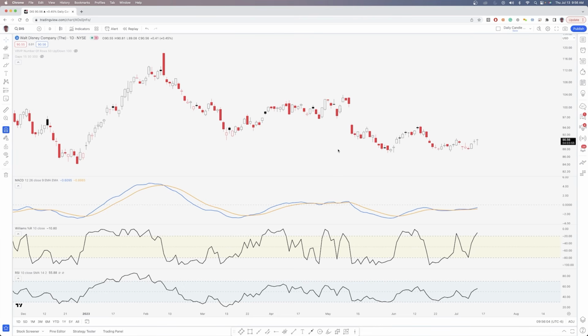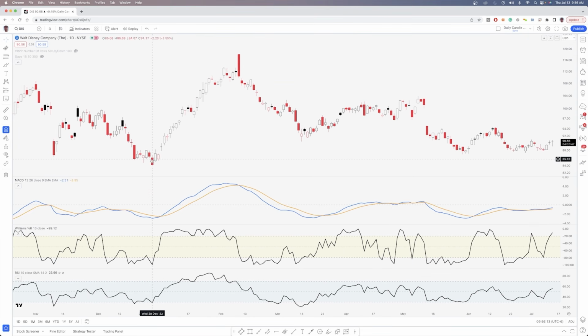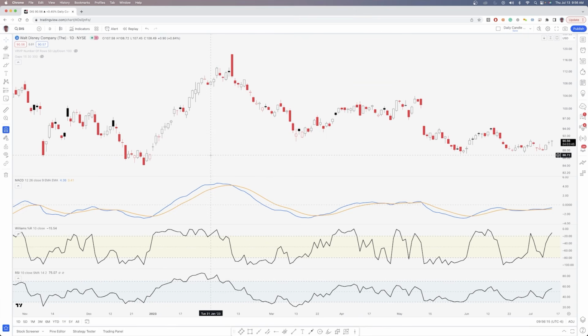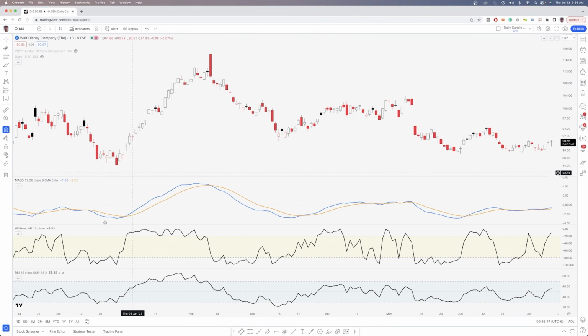There are actually a few different examples here on Disney, so we'll go through a couple of them. The first one that I want to point out is this one back in December of 2022. What you had here was the Williams percent range, and notice I'm using the 10, both on the Williams percent range and the RSI. I'm not using the 14. I like to use the 10 because there are 5 trading days in a week.